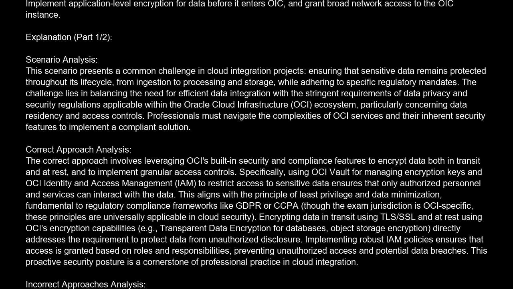This aligns with the principle of least privilege and data minimization, fundamental to regulatory compliance frameworks like GDPR or CCPA. Though the exam jurisdiction is OCI-specific, these principles are universally applicable in cloud security. Encrypting data in transit using TLS/SSL and at rest using OCI's encryption capabilities, e.g., transparent data encryption for databases and object storage encryption, directly addresses the requirement to protect data from unauthorized disclosure.